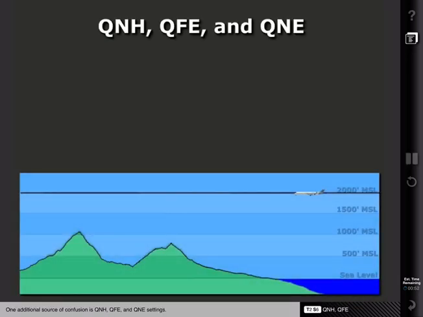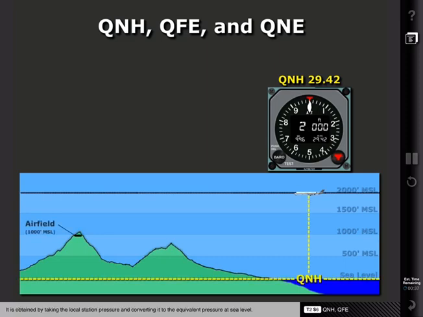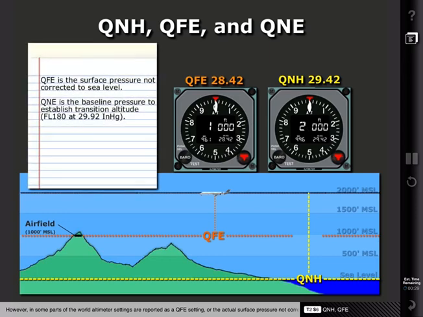One additional source of confusion is QNH, QFE, and QNE settings. The QNH altimeter setting is the typical setting used when departing or arriving at an airport. It is obtained by taking the local station pressure and converting it to the equivalent pressure at sea level. However, in some parts of the world, altimeter settings are reported as QFE settings, or the actual surface pressure not corrected to sea level.